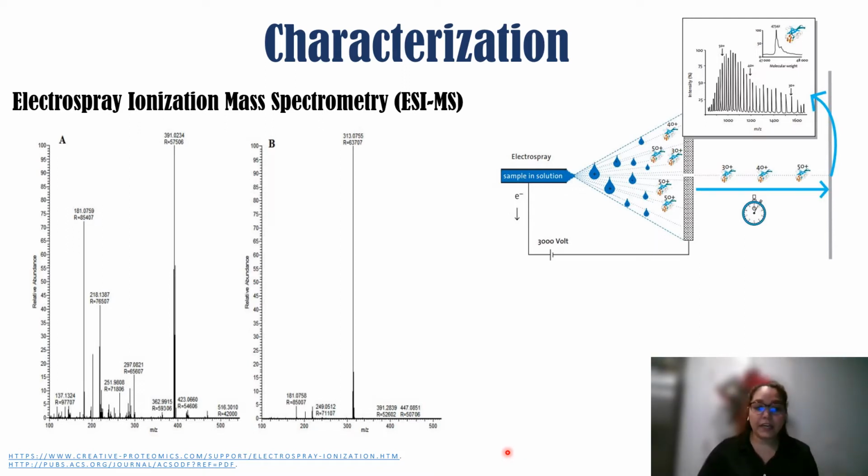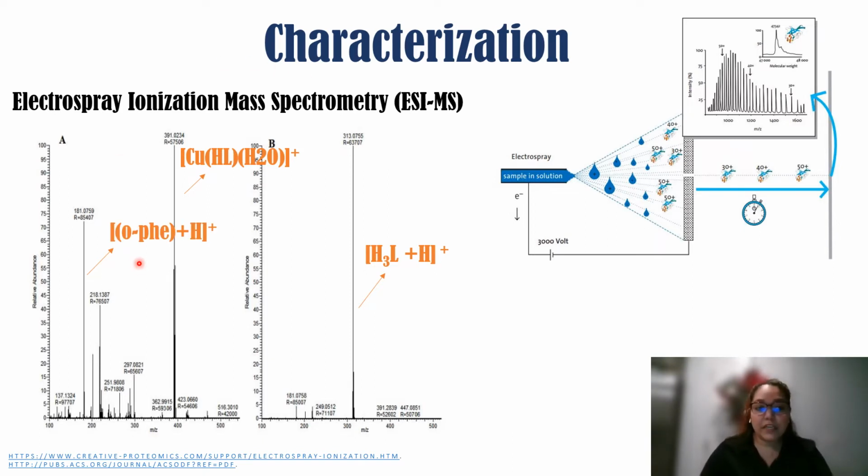So for complex 1, they find two major peaks, the first one at 391 for the complex right here, the copper with the Schiff base hydrate. The other peak they find is the Schiff base hydrate at 313. And the last big peak they found is for the 1,10-phenanthroline hydrate. So we can see the three big peaks they obtain right here.